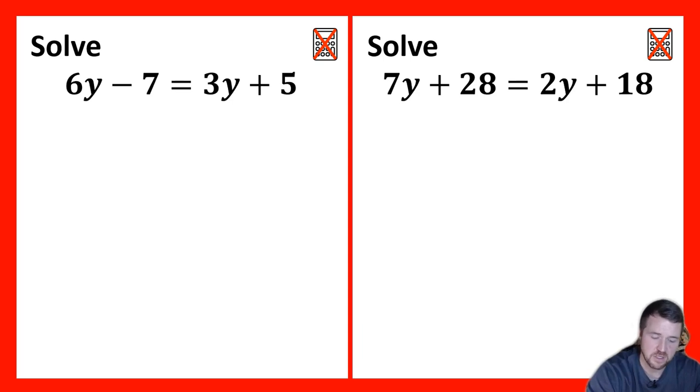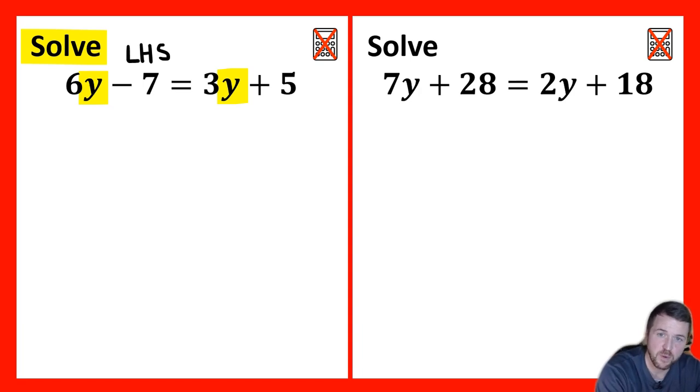The beginner questions are some of the easier questions that you're likely to be assessed on this topic. An equation is a mathematical statement that shows two expressions are equal. For example, 6y minus 7 is equal to 3y plus 5. A variable is a symbol usually denoted with a letter, and it represents an unknown value. To solve an equation, we need to find the value of the variable, which in this case is y, that makes the equation true, where the left-hand side of the equation is equal to the right-hand side of the equation.